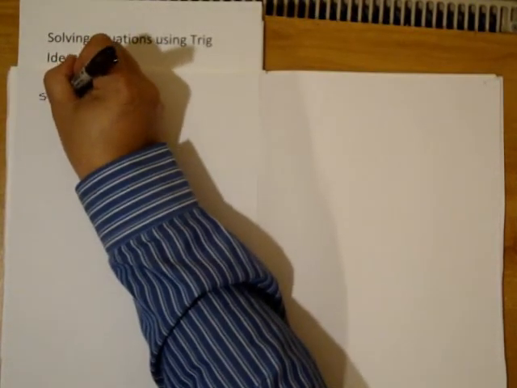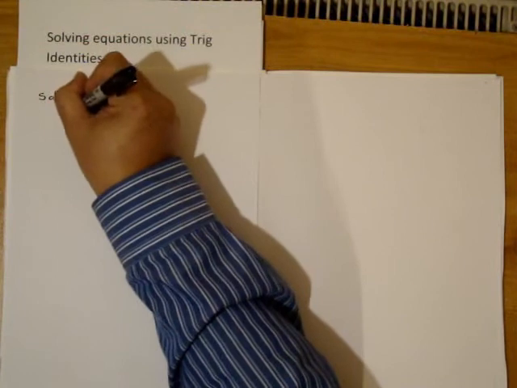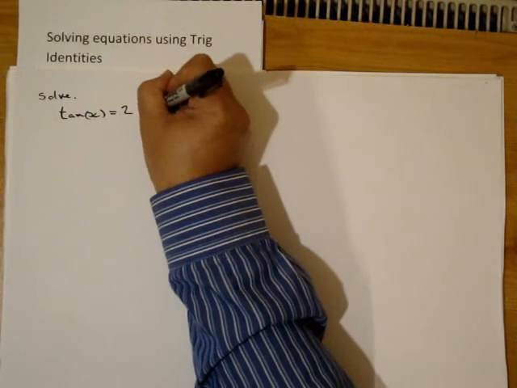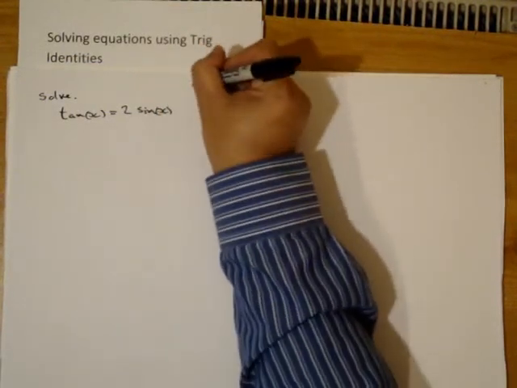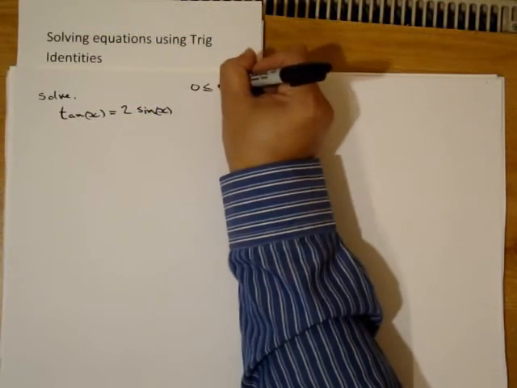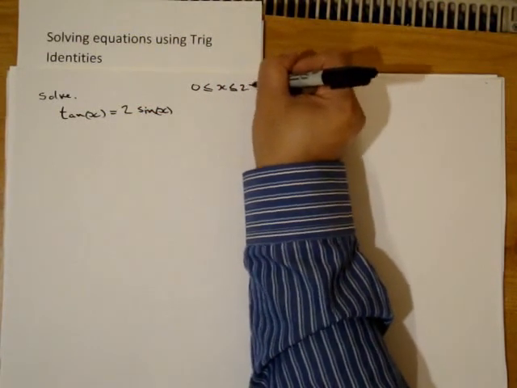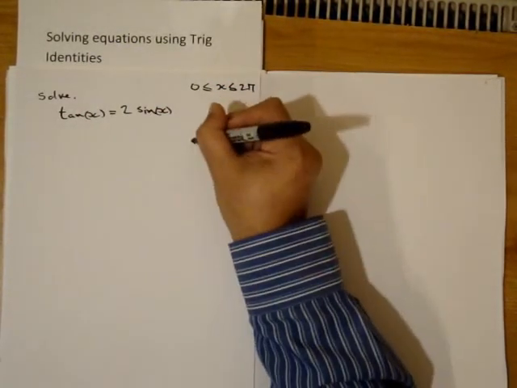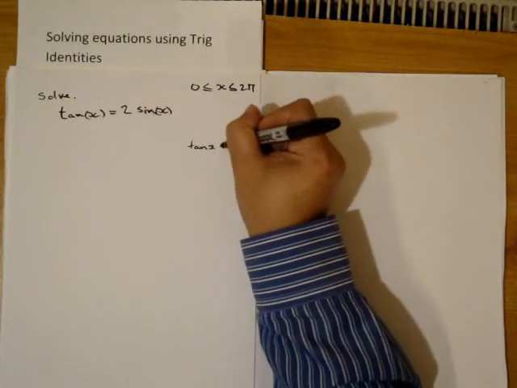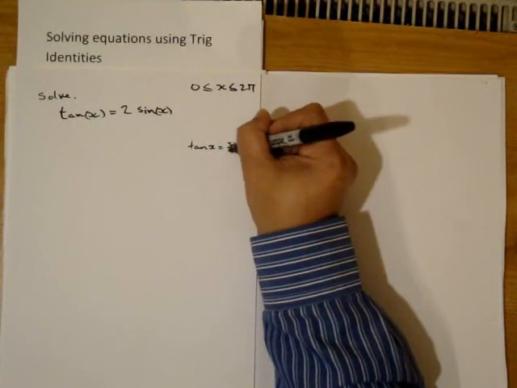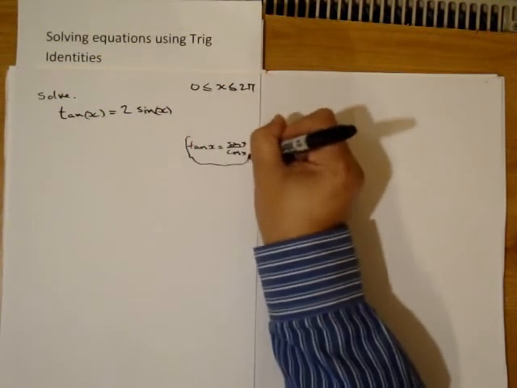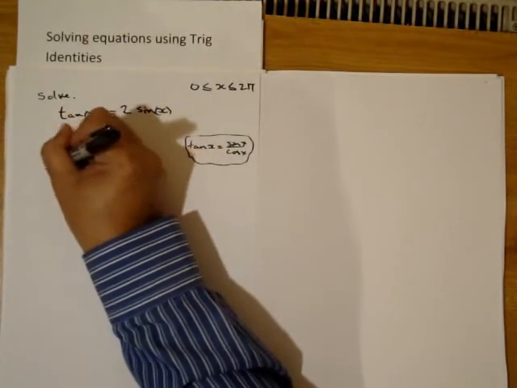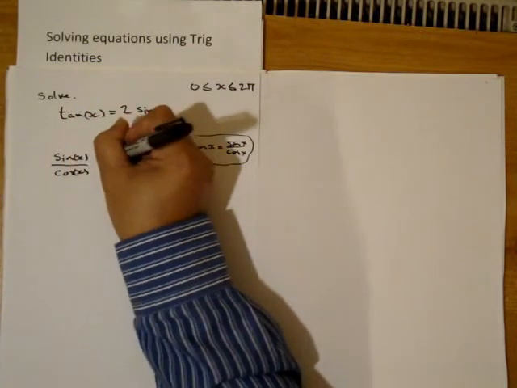Okay, we're going to solve tan x equals 2 sin x, and given the range between 0 and 2 pi. So going to use our ratio, which is tan x equals sin x over cos x. So tan x becomes sin x over cos x equals 2 sin x.